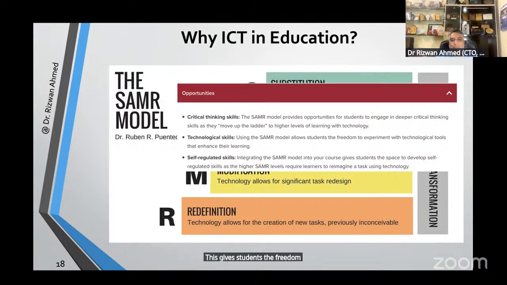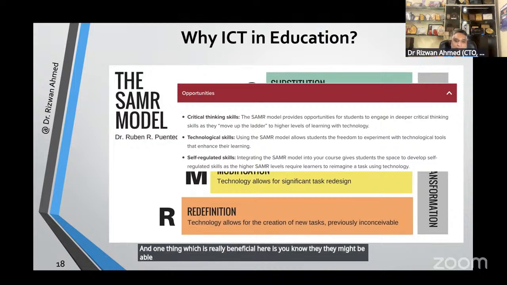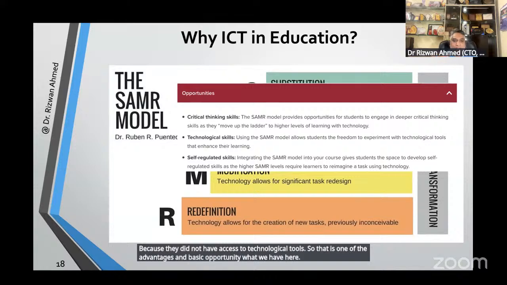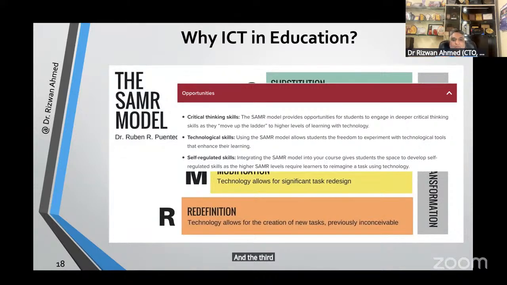to experiment with different technological tools. One thing that is really beneficial here is that they might be able to come up with many innovative ideas which might not have been possible earlier because they did not have access to technological tools. So that is one of the advantages and basic opportunities we have here. And the third opportunity we have is self-regulated skills.